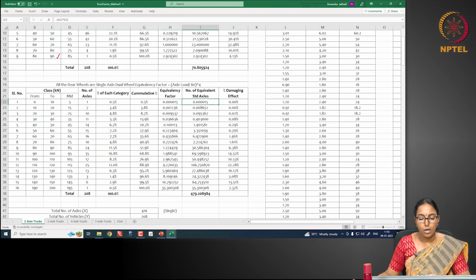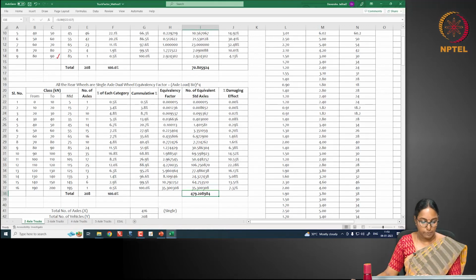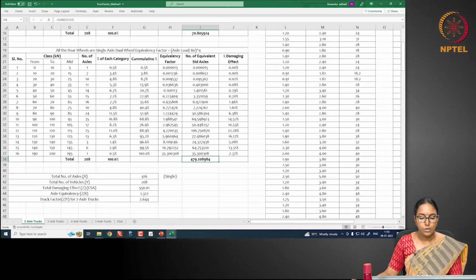Likewise, you find out the equivalent standard axles of all the rear axles of this particular class of vehicle, of all the 208 vehicles that you have surveyed. So you get a sum which is 479. So the damaging effect caused by the rear axles is 479. Now you have counted 416 axles, because there were 208 front axles and 208 rear axles. So the total number of vehicles is 208.